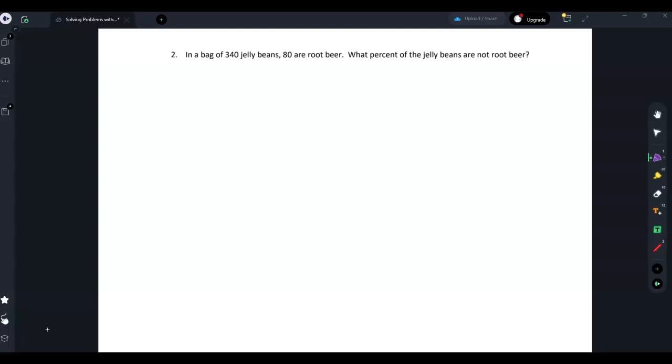So one way, for example, is I could just right from the start say, well, if I'm looking for the percent that are not root beer and they're telling me how many are, let me first figure out how many are not, right? So the first thing I could do here is take 340 total jelly beans, subtract the 80 that are root beer, and figure out that there's exactly 260 jelly beans that are not root beer. And that's not my answer, but that's a number that I'm going to need, right? If I want to find the percent that are not root beer, then I'm starting with the number that are not root beer. So that would be one way to do this.